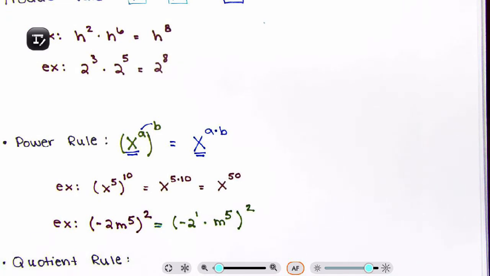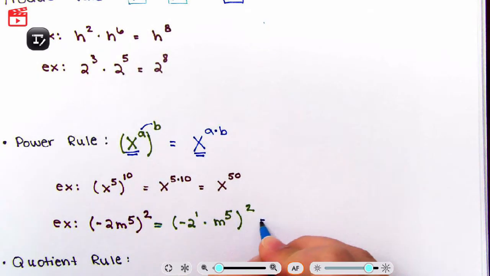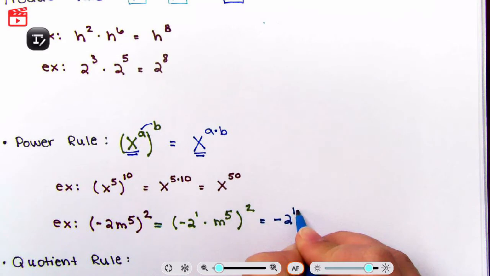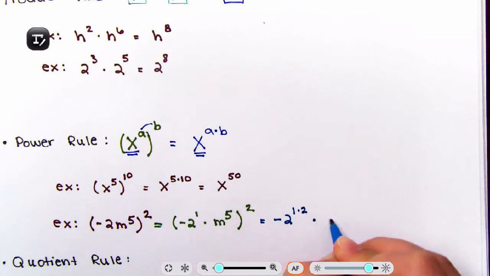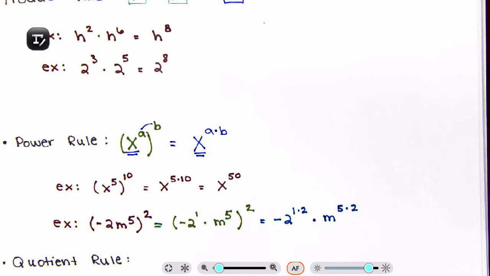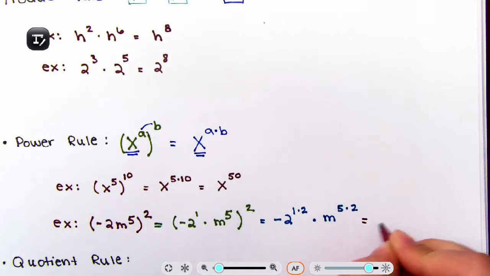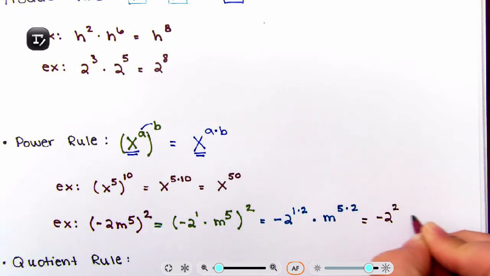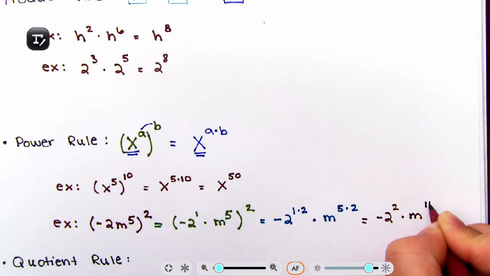Because we have 2 times m, we need to separate them out just a little bit. Now that we have them separated out, we can apply this power rule to both terms. So I'm going to say negative 2 to the 1st power times 2, and m to the 5th power times 2. I'm taking that 2 and applying the power rule to each term inside. So now, what do we have? We have negative 2 squared times m to the 10th power.